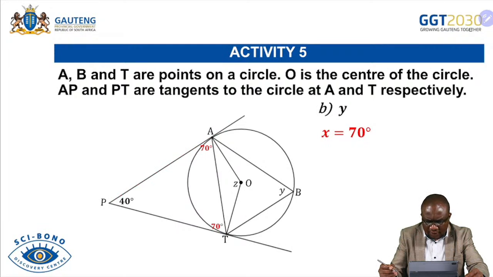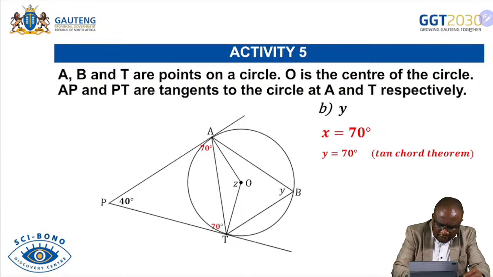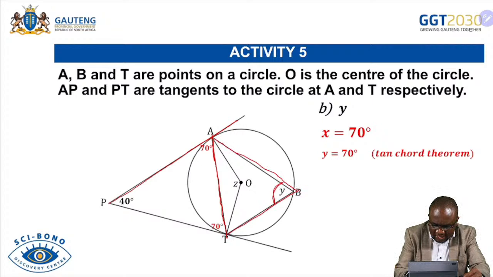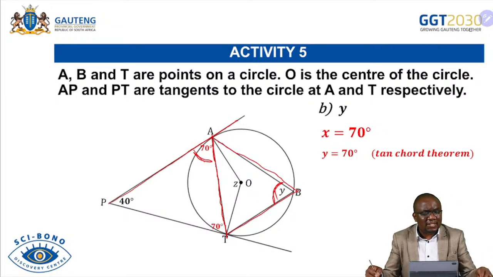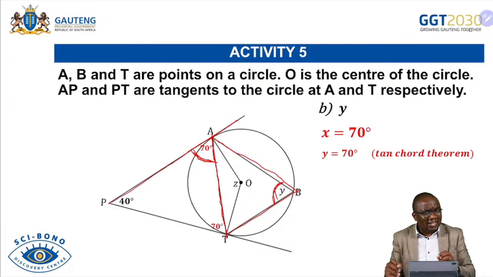Okay, let's go back. This is the tangent. This is the chord. You see that? And this chord forms the angle y here. So this angle is equal to this angle, so y is also 70 degrees. Do you agree? So y is equal to 70 degrees because of the tan chord theorem.